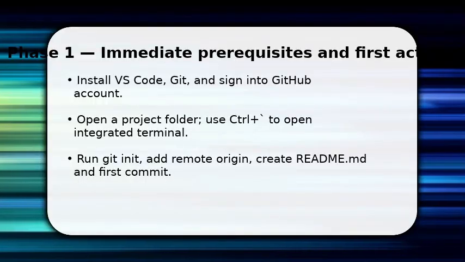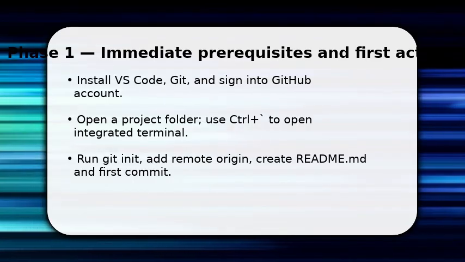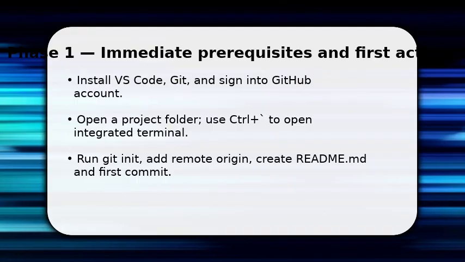You start by installing VS Code and Git, then sign into GitHub so credentials are ready. Open your project folder and launch the integrated terminal with Control+ to keep everything in one place. Now initialize a local repo with git init, create a README.md, stage files with git add, and commit. This gets your workspace tracked.